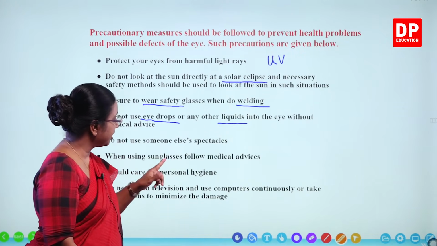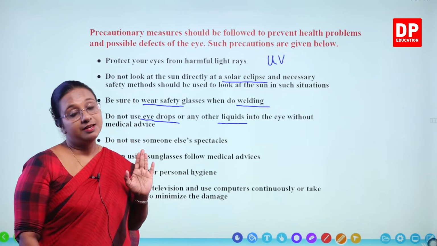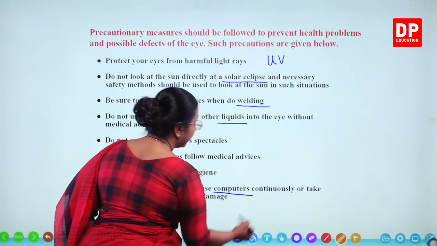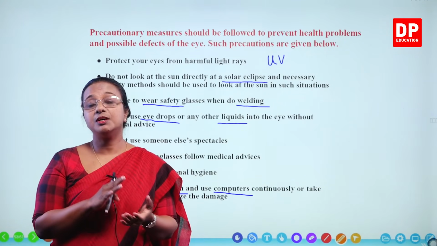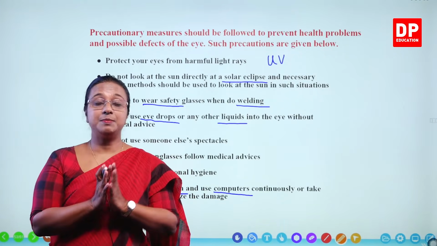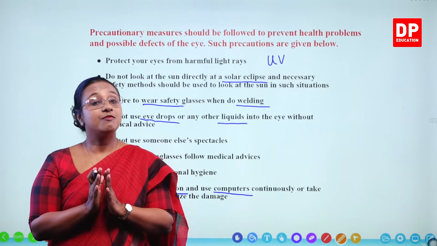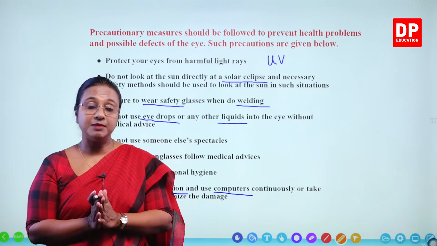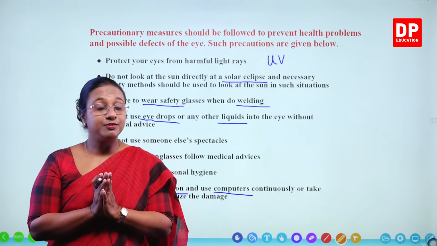Do not watch television and use computers continuously, or take precautions to minimize the damage. That is also very, very important, students. Television and computers. Nowadays, as you all know, we are very much used to TV, computer, mobile phone, tabs. All these are very common to us. Even for studying purposes, even now you are watching one of these screens. So then, what should you do? You shouldn't watch it continuously for a long period of time. Even if it is for studying purposes, you can obviously pause the video. You have to take a break.